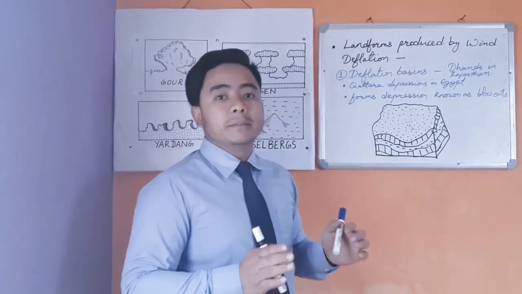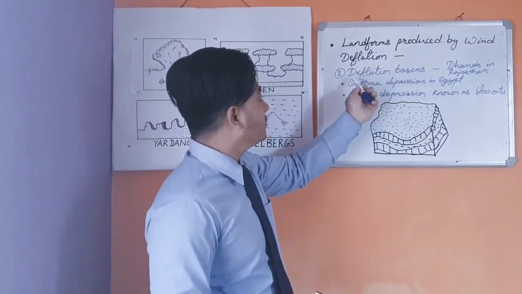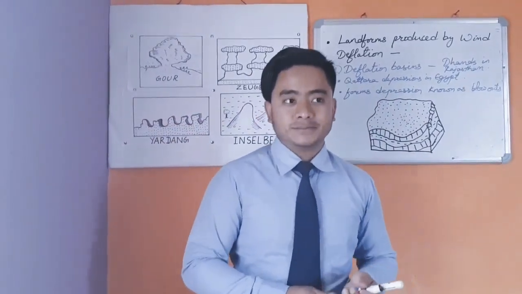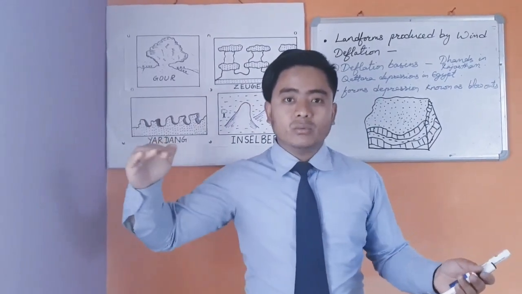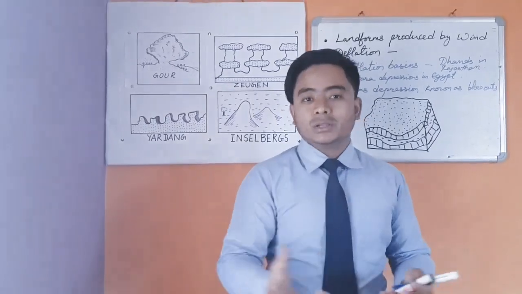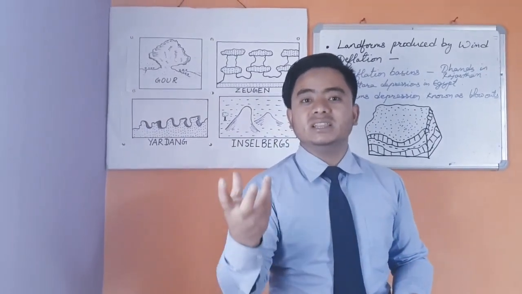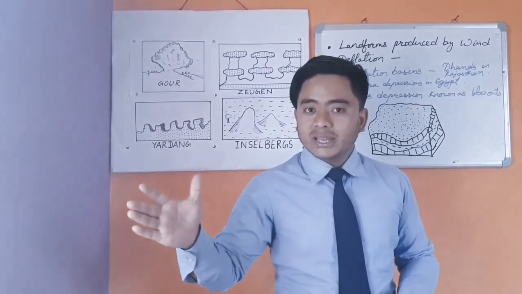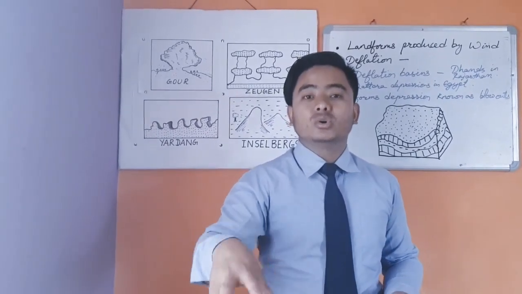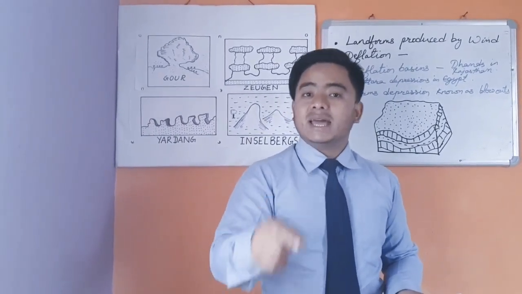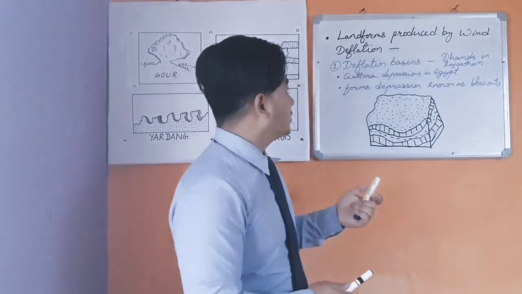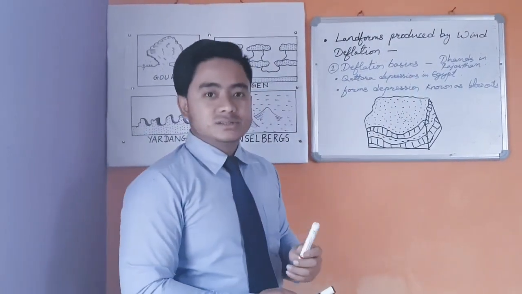Wind deflation mainly produces a single type of landform that is called deflation basins. So what are deflation basins? In the desert areas, when the wind blows, it lifts and sweeps away all the sand and dust particles that are there in the desert areas. When it sweeps away, it forms depressions known as blowouts. And these depressions that are formed in the desert areas are called deflation basins.